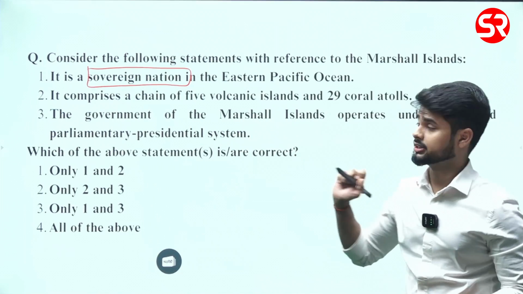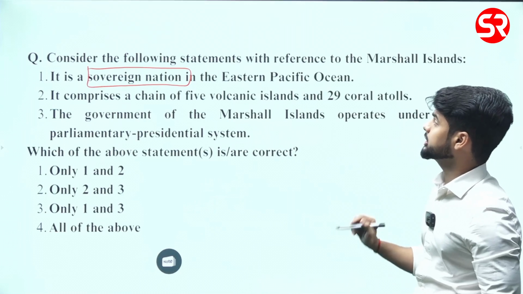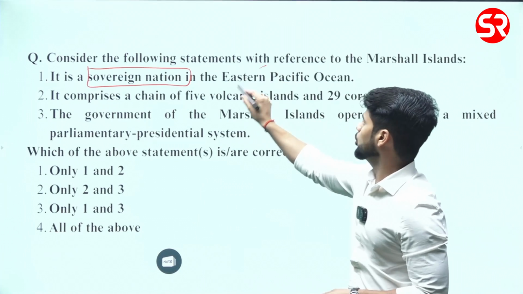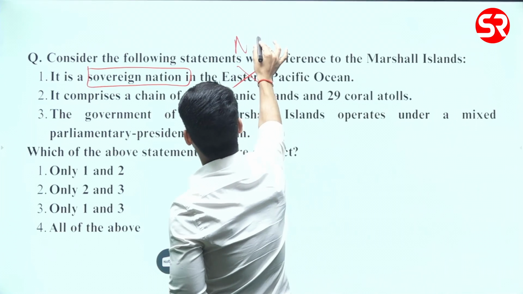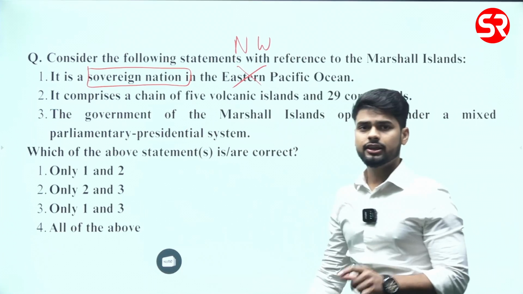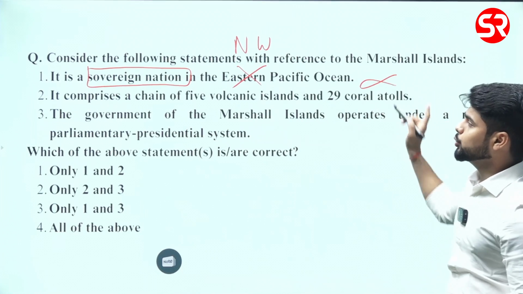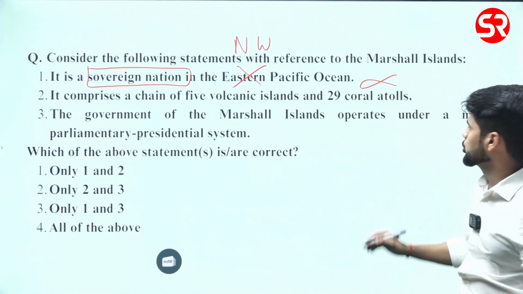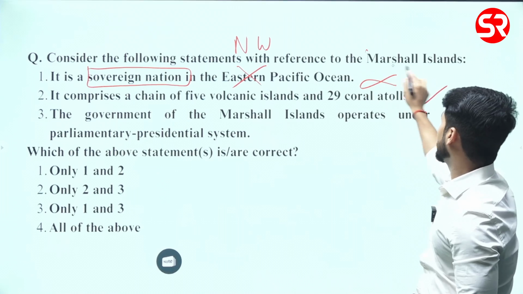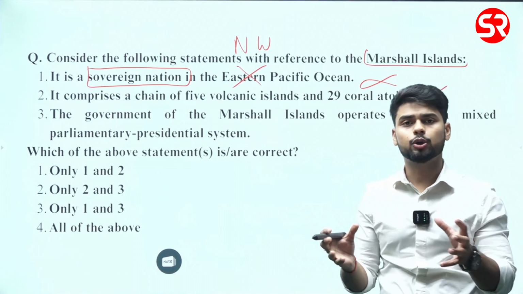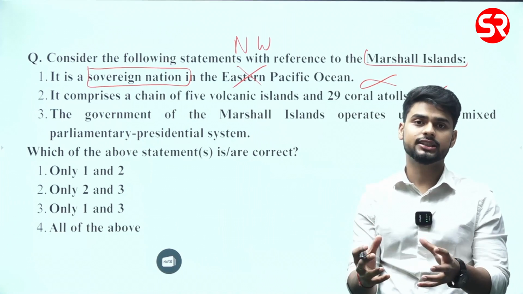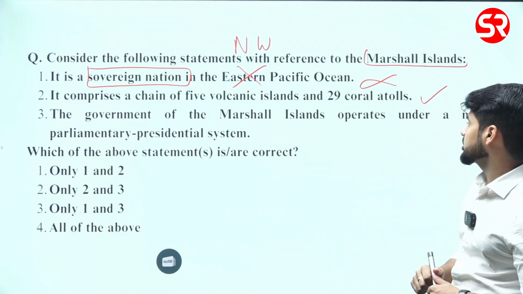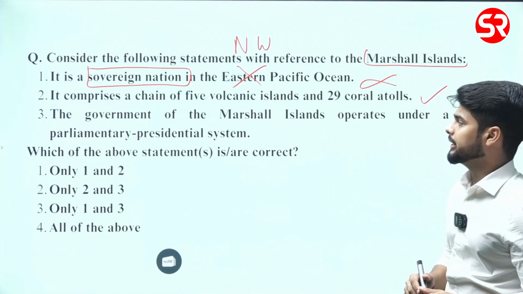Hence, sovereign nation. However, the location mentioned here, that is, it is in the Eastern Pacific Ocean, is incorrect because it is actually in the Northwest Pacific Ocean. So the statement is incorrect. Number 2, it comprises a chain of 5 volcanic islands and 29 coral atolls. So yes, as the name says, islands, it comprises many small islets, which together are known as a country. The third statement is the government of Marshall Islands operates under a mixed parliamentary presidential system.